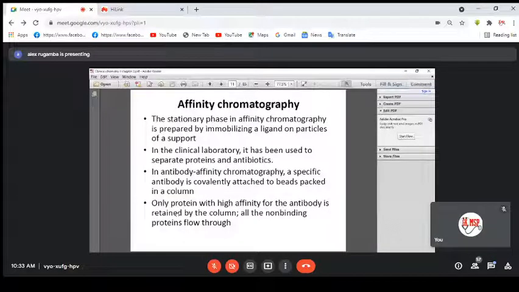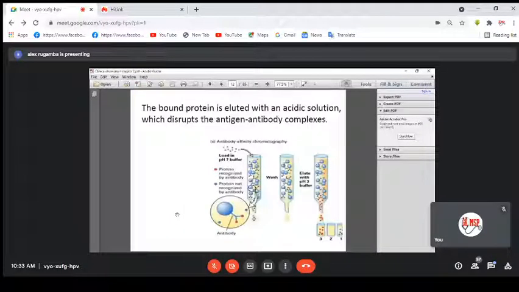Once bound, the protein is eluted with an acid solution which dissociates the antigen-antibody complex. So, you see, this is the column, the stationary phase.